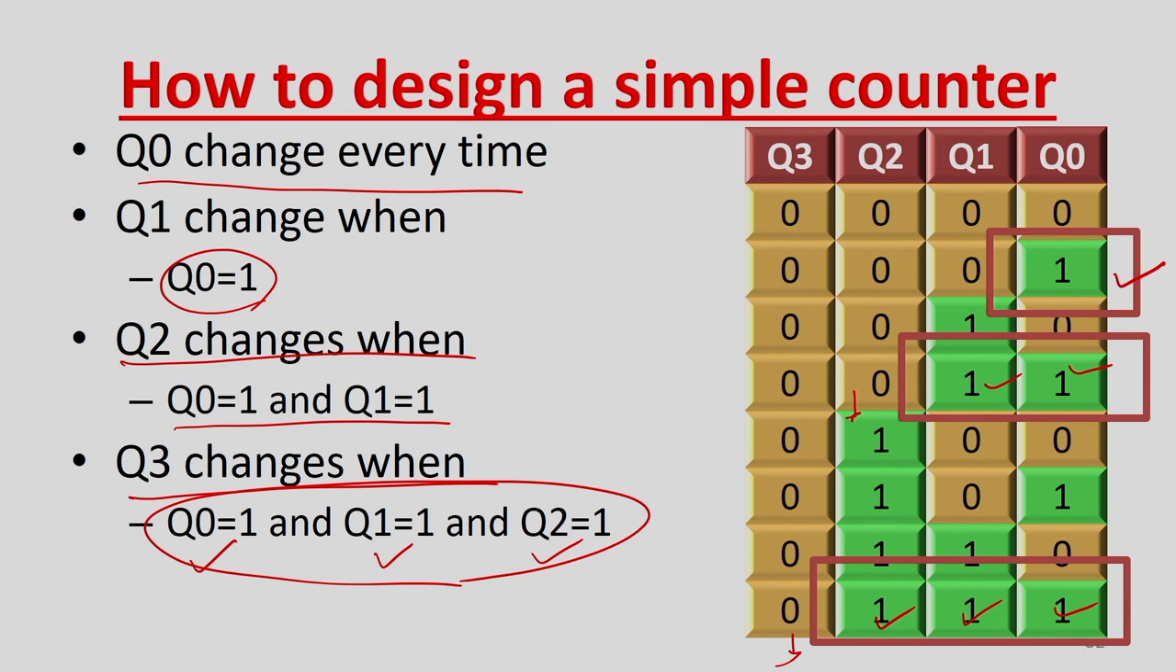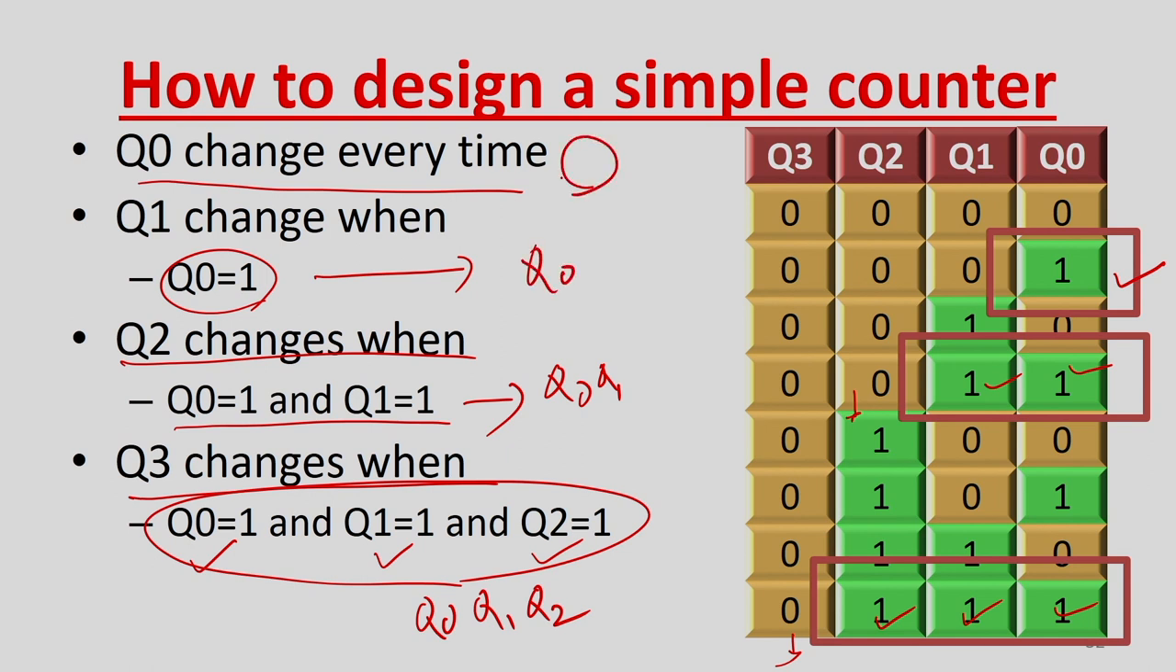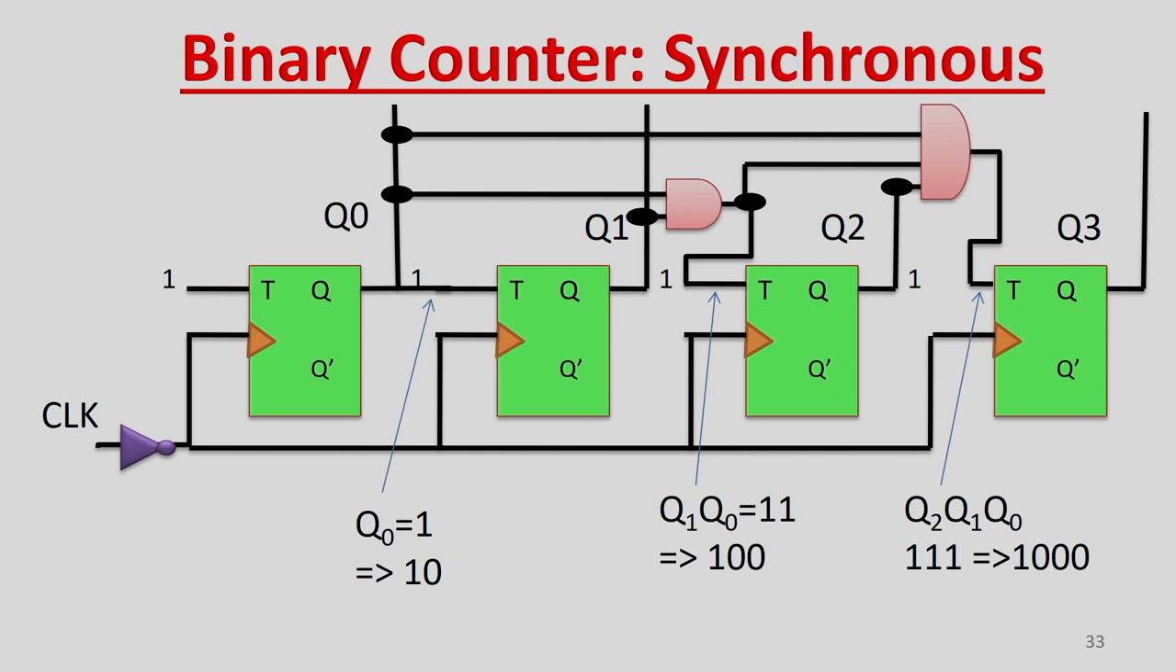That means we can model this. If you look, this depends on Q0, this depends on Q0 and Q1, and this one on Q0, Q1 and Q2, while this is only Q0, and this one depends only on the clock. So this is already modeled, so we can feed this directly.